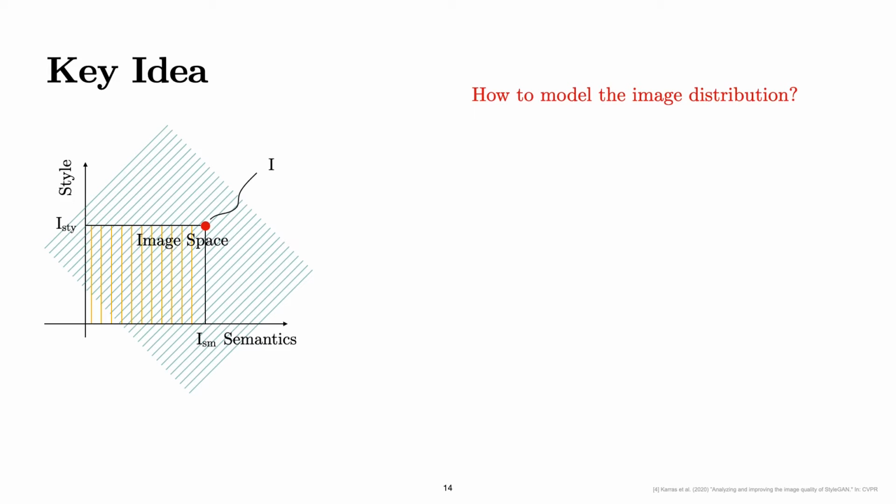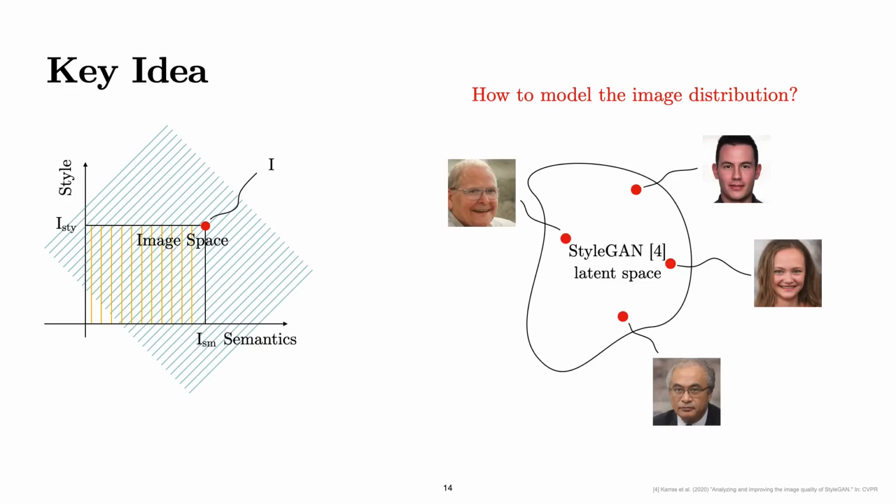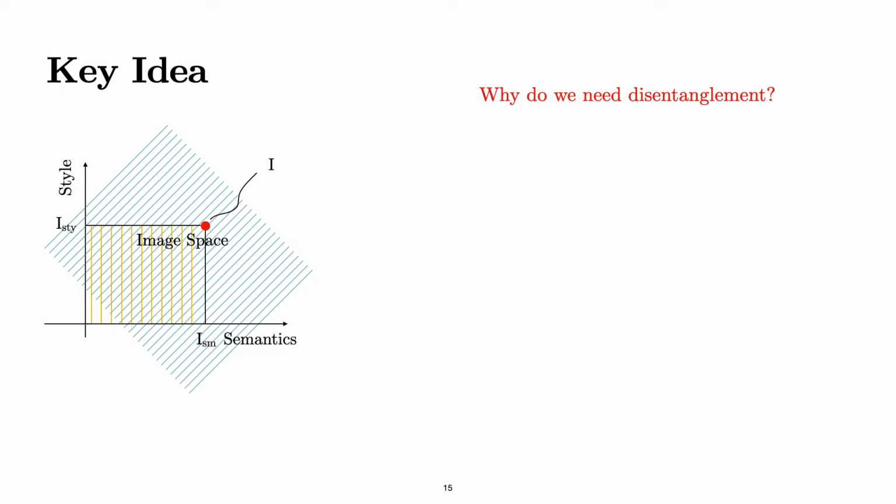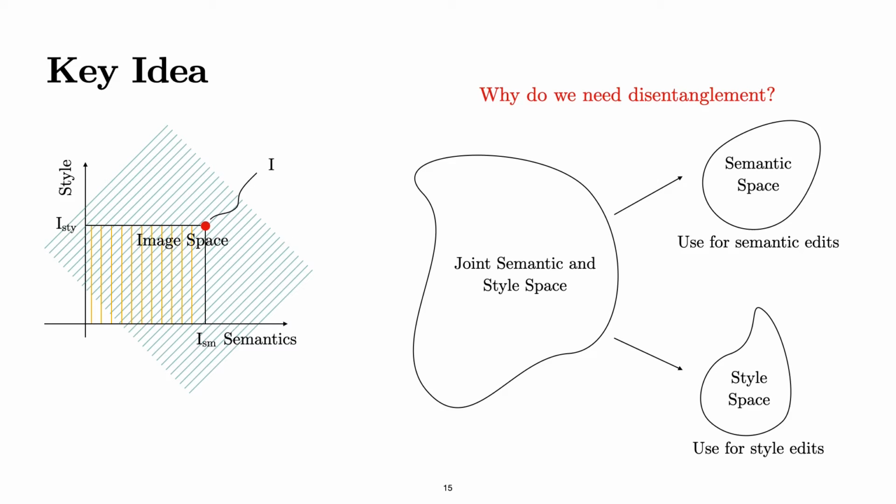One of the first questions is how to model the image distribution. For this, we use a pre-trained StyleGAN's latent space as a proxy for the image distribution. StyleGAN's latent space can generate a diverse set of images that vary in pose, gender, race, age, etc., making it a strong proxy for the actual image distribution. We now discuss the need for disentangling the joint image space. Disentanglement of the joint space into its corresponding components helps us make semantic and style edits in their respective spaces. This helps in making edits that are disentangled.